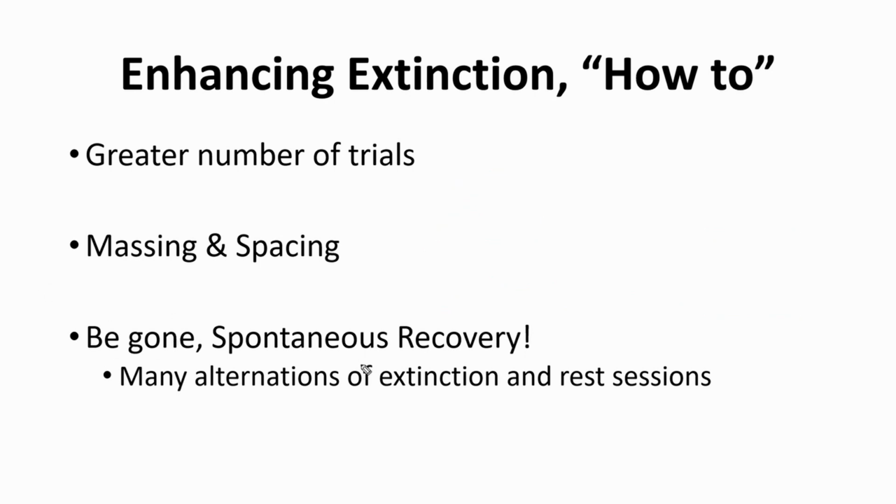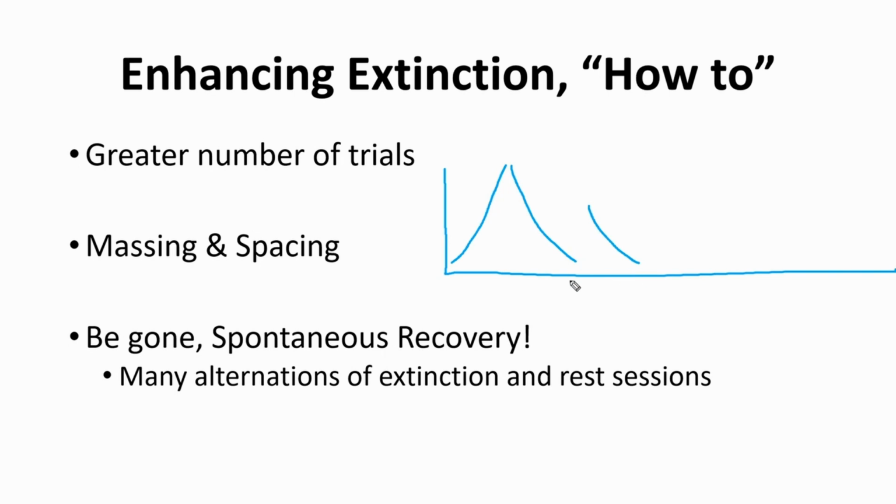Okay, and then that brings us nicely to our last stage, where many alternations of extinction and rest sessions can get rid of spontaneous recovery. So if we have our graph like this, with our acquisition, and then our extinction, and then we see spontaneous recovery, we saw that if we do another delay, another gap here, and another exposure, then we see a little bit more spontaneous recovery, but it's not as intense as the first time.